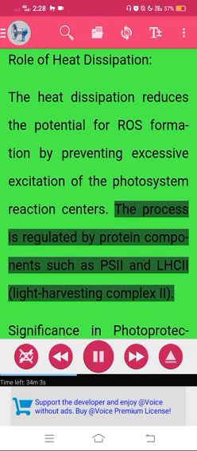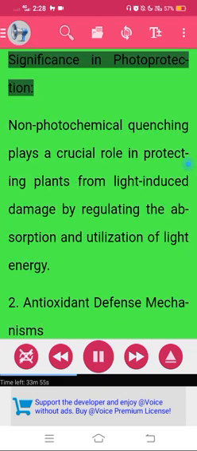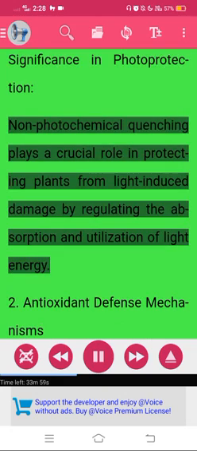The process is regulated by protein components such as PSII and LHCII, light harvesting complex 2. Significance in photoprotection: non-photochemical quenching plays a crucial role in protecting plants from light-induced damage by regulating the absorption and utilization of light energy.